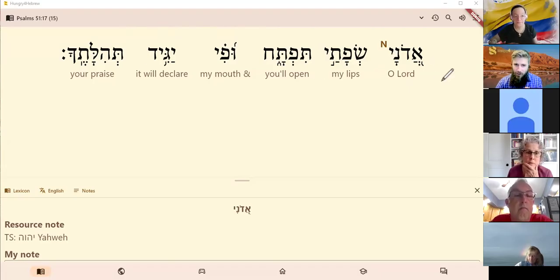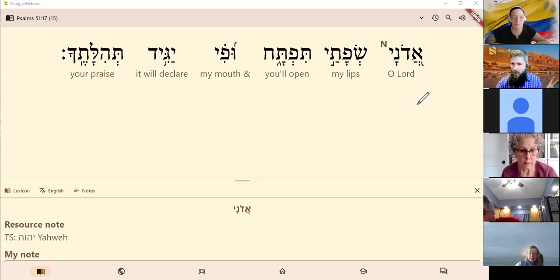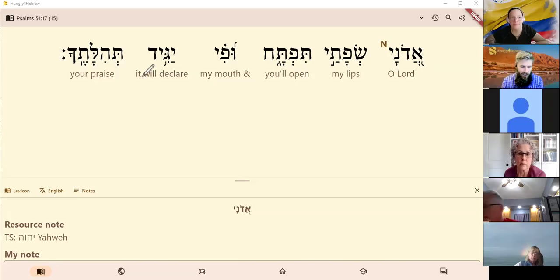Tehilatecha. Very good. Does anybody know where this particular psalm or this verse is recited in the liturgical sense? This is what's usually sung right before the Shema. Adonai sfatai tiftach ufi yagid tehilatecha. O Lord, my lips you shall open, and my mouth will declare your praise. And so it's recited before, usually in song of some kind.